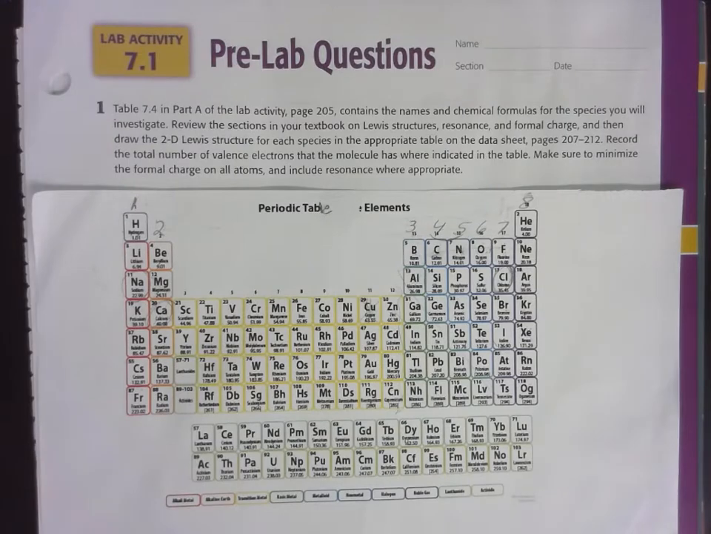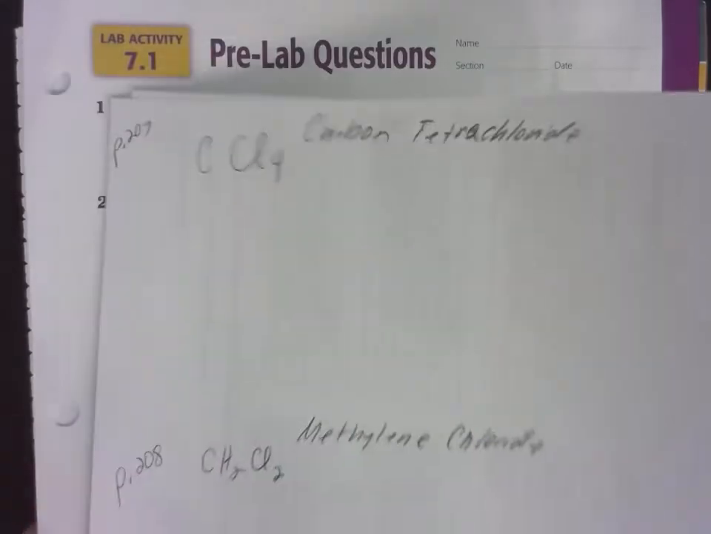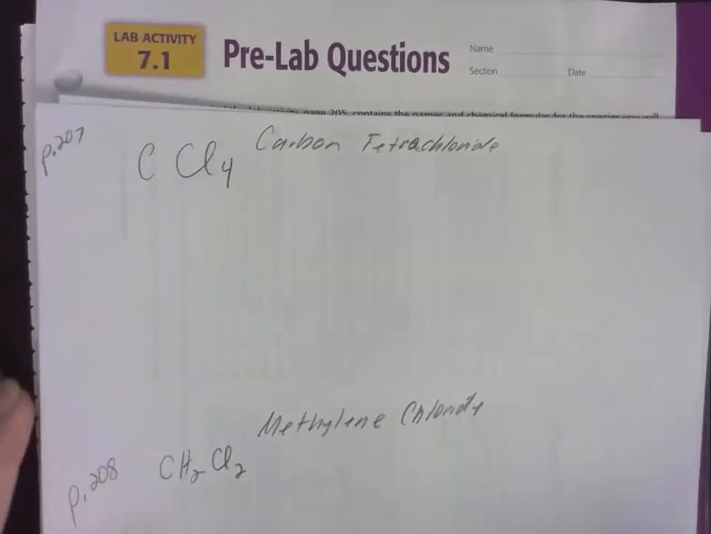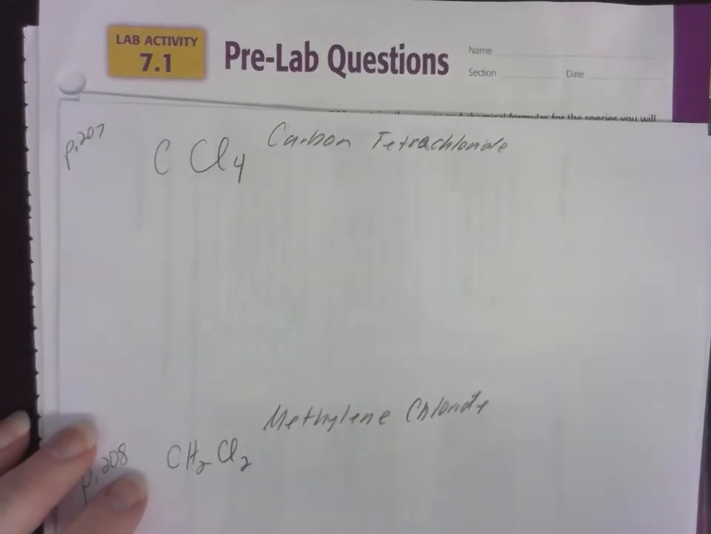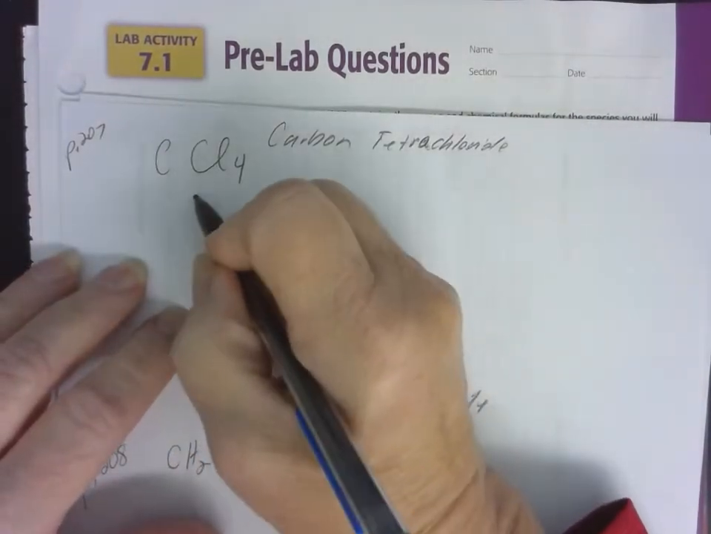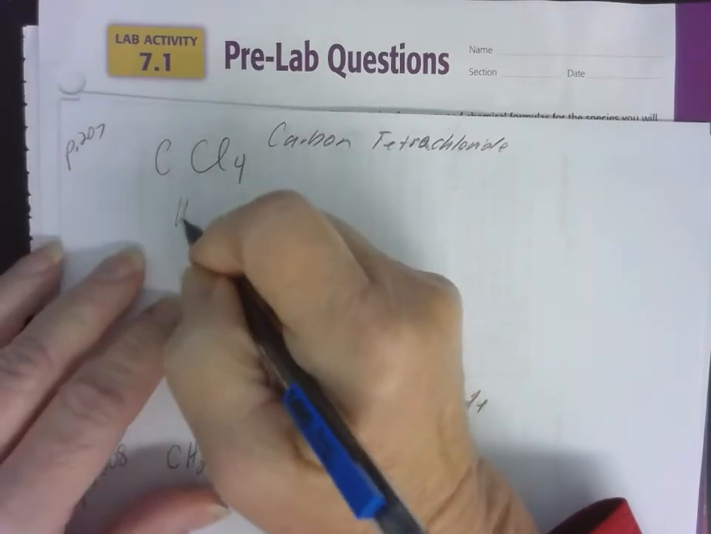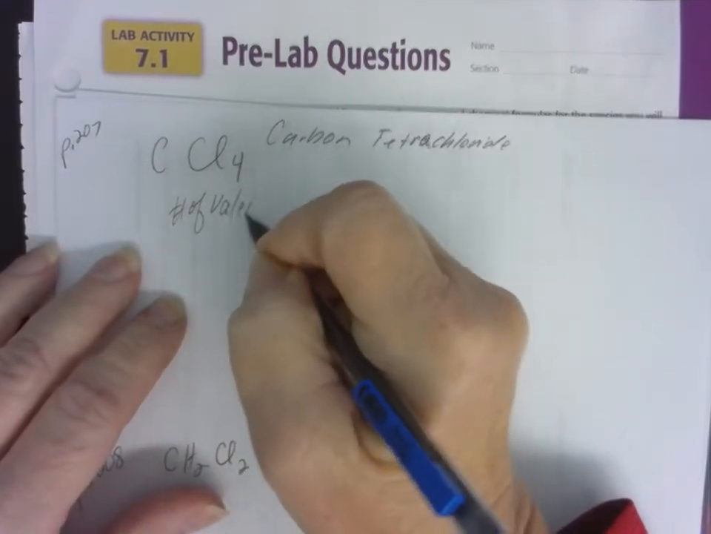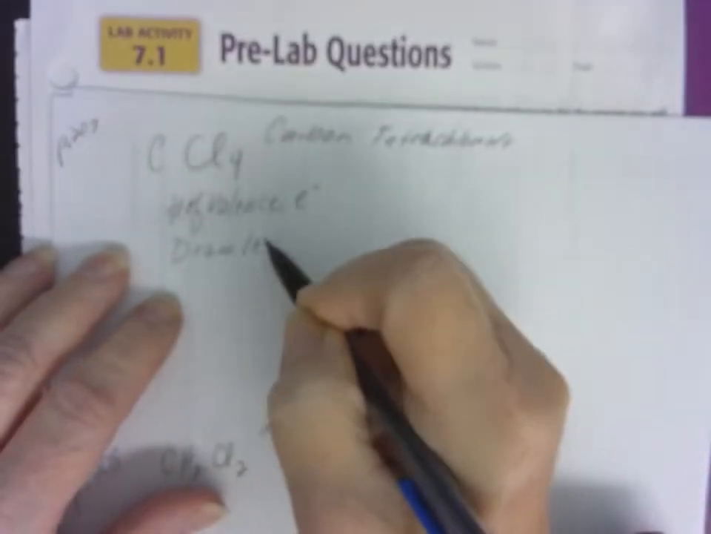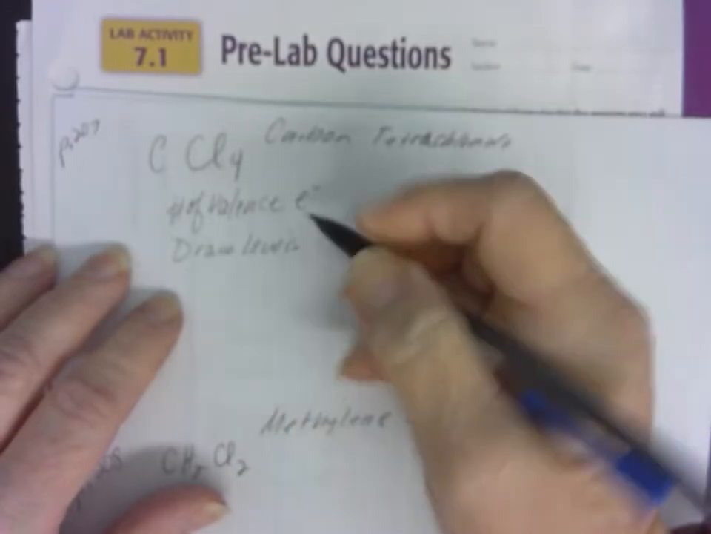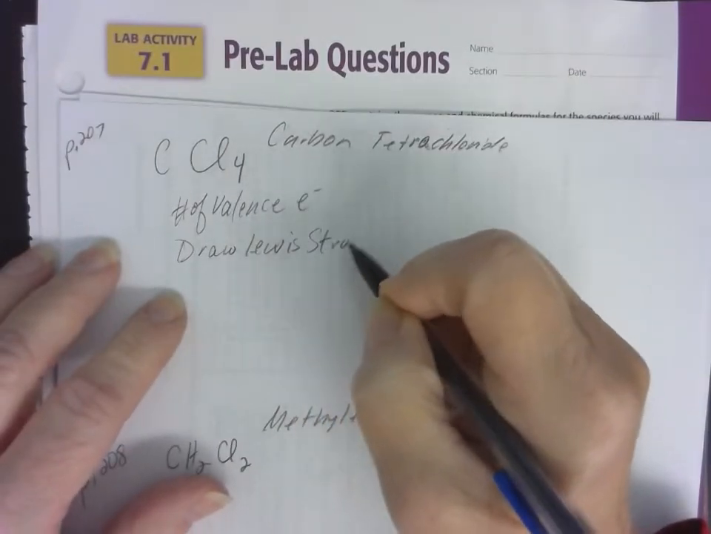I'm going to just use a blank piece of paper to do the first one, and you can put it in your table. So here we go. Page 207 in your lab manual has you first do carbon tetrachloride. The things we're doing for the pre-lab for question 1 is to find the number of valence electrons, and then draw a Lewis structure, keeping in mind the formal charge and resonance, if there is any.